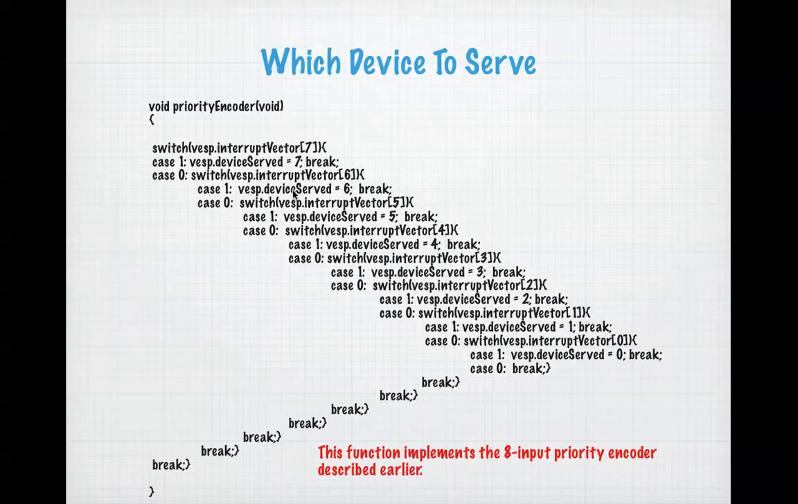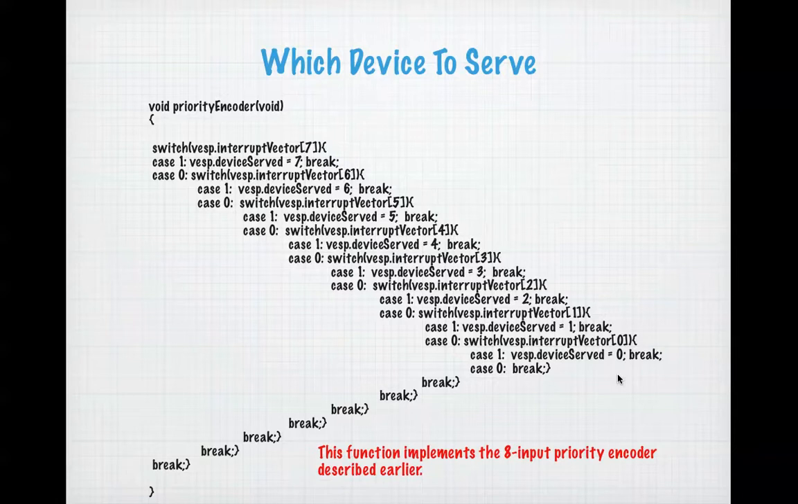Again, if that's equal to 1, then I'm going to say that my device is now device 6. If not, then I'm going to have to check device 5 and then do the same for it. If it's not, I go check device 4. So you can see that in decreasing priority, I reach all the way to device 0. If none of them actually did request, then I come out without setting VESP device served to any of these values. So effectively, you can say this function, minus that request status bit, does implement the 8 input priority encoder that we talked about earlier.